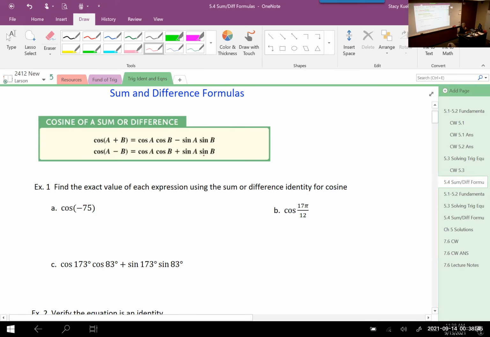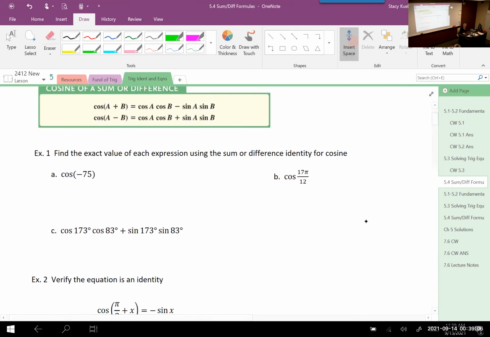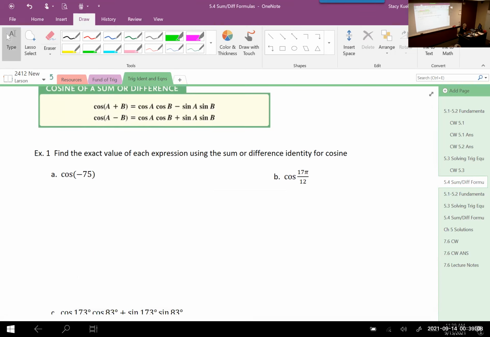Now, if you think about it, do I have an angle off of the unit circle that's equal to negative 75? No. So we don't know what the exact value is. But we can find the exact value by saying, well, are there two angles that add together to give me 75 that I know off of the unit circle? And yes, there are. There are multiple different ways for us to consider this, but I want to talk about it in terms of the angles.